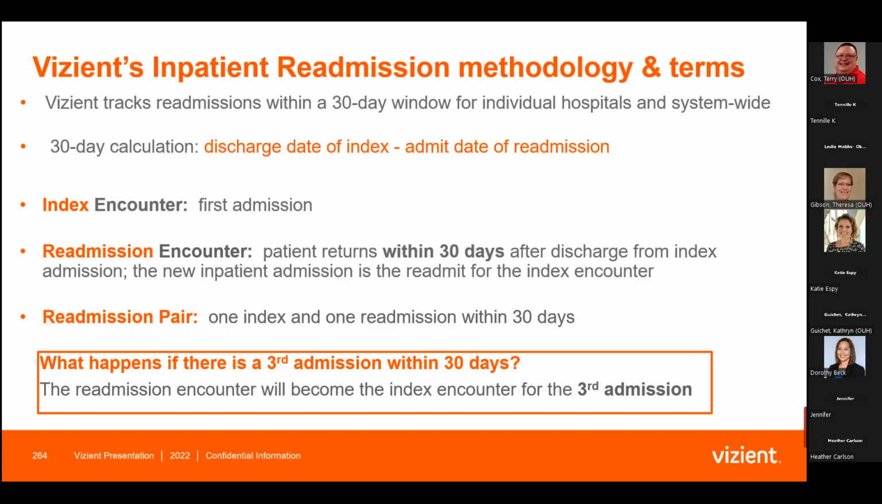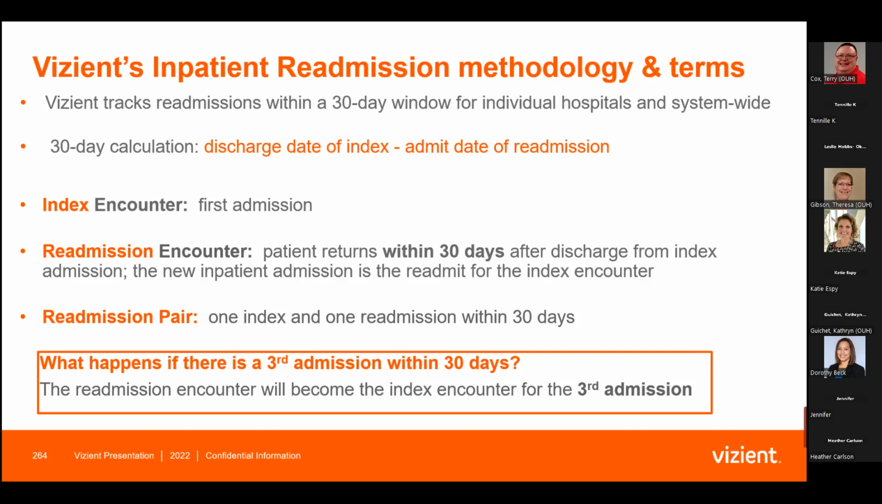We refer to that first admission as the index. So you'll often hear us call that an index admission, not to be confused with our mortality index and our length of stay index, but an index visit or a first visit, okay? And then the readmission encounter is, again, that patient returning within those 30 days from that index visit. And then, as I mentioned yesterday, we refer to these as pairs, okay? So whenever you have an index and a revisit, that is a pair.